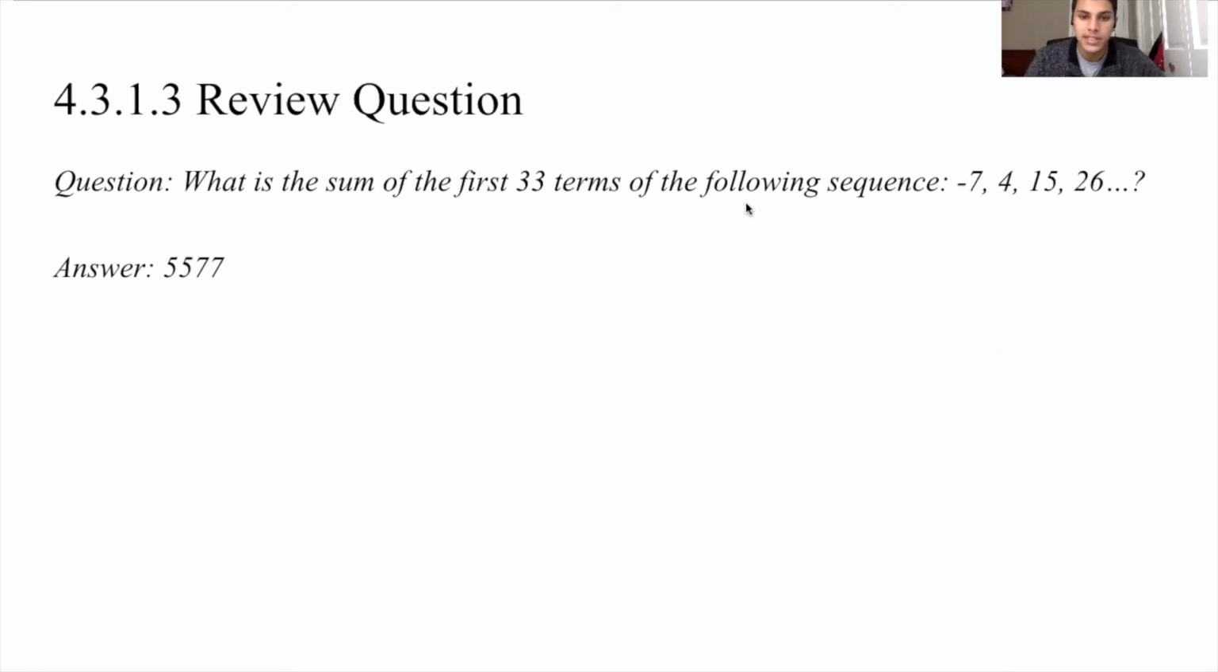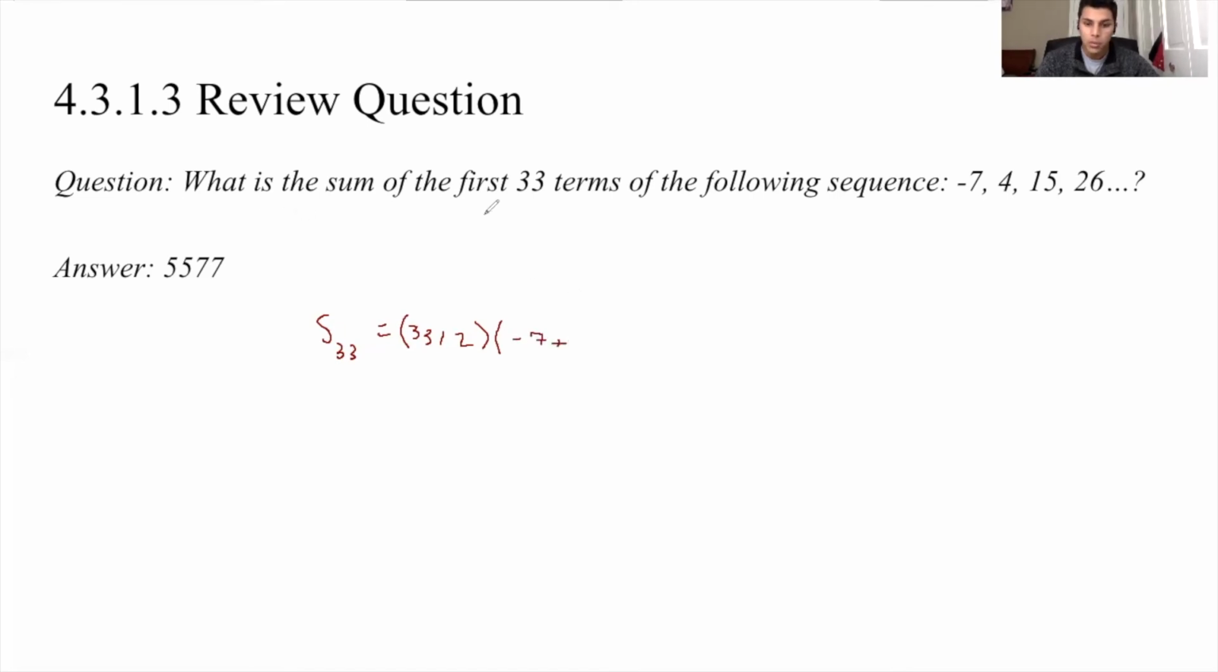All right, so since it's asking us to find a sum, we're going to write out our sum formula first, and then see what we need to find. So S33, because it's the sum of the first 33 terms, equals n over 2, which is 33 over 2, because n is equal to 33. So 33 over 2, then times our first term plus our last term. So our first term is -7, and then plus our last term.